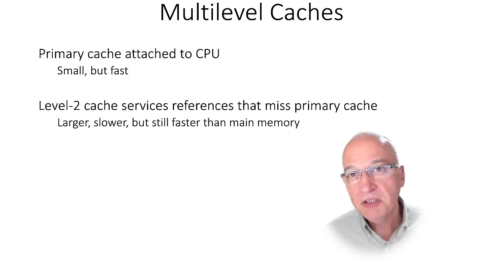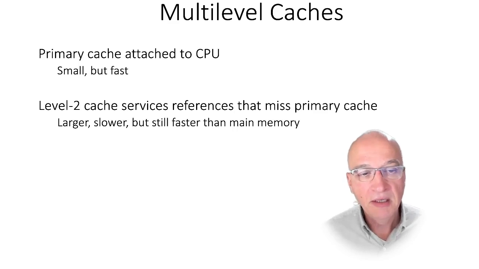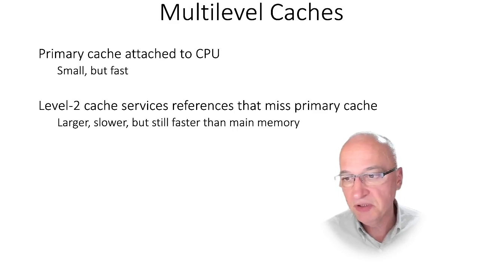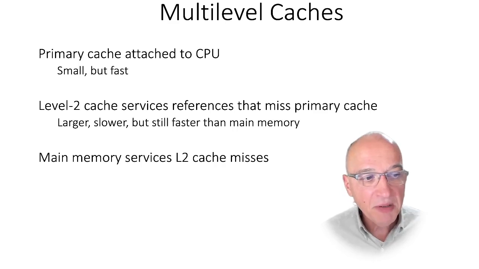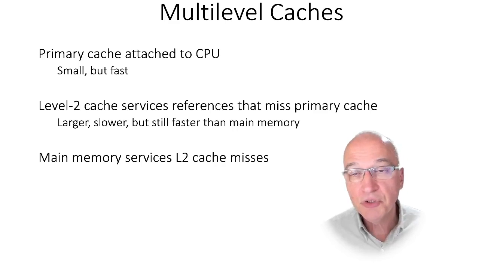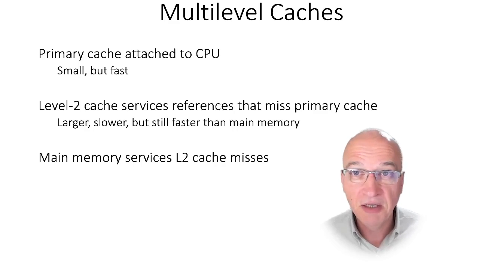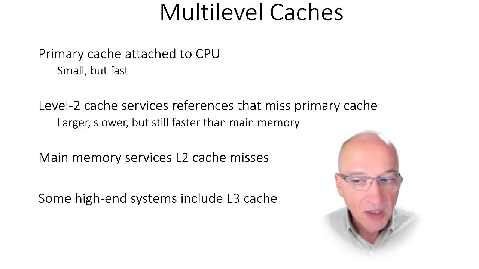Initially the systems would have a single level of cache and main memory, then they had L1 and L2, and then L3 was introduced, and more recently L4 has been introduced in some of the high-performance computer systems. So the main memory will service the L2 cache miss in a system that only has 2 levels. Of course, if there are 3 levels, then L3 will serve the misses from L2 and so on.